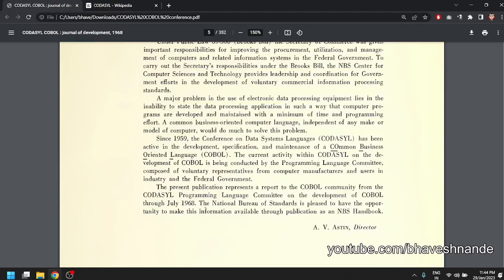The National Bureau of Standards is pleased to have the opportunity to make this information available through publication of an NBS handbook.